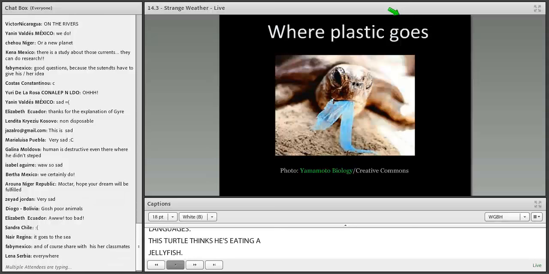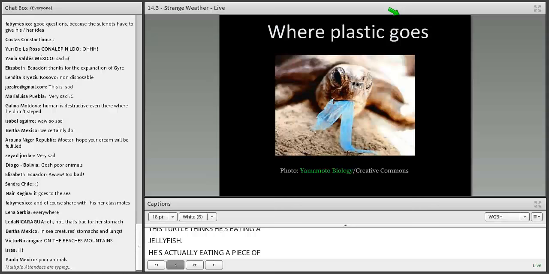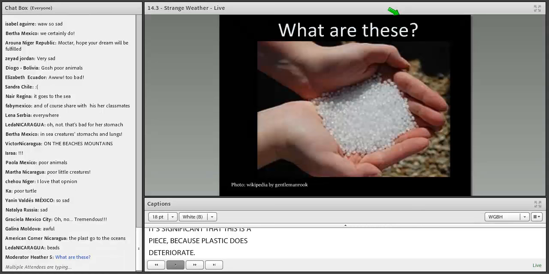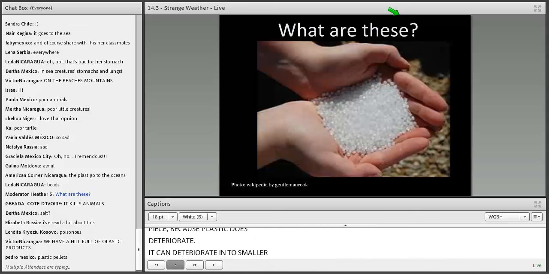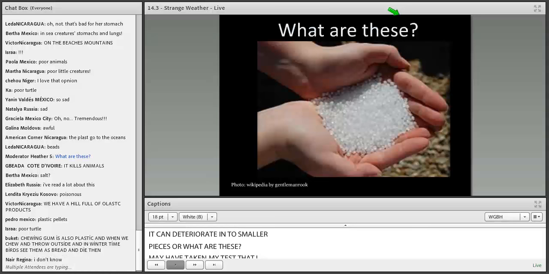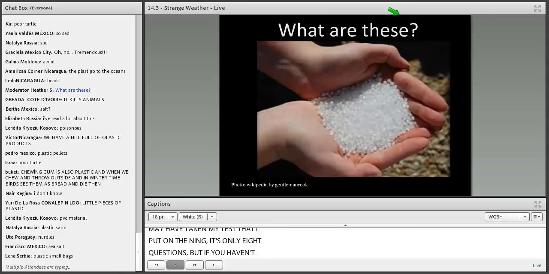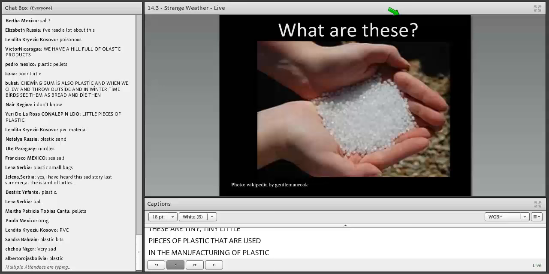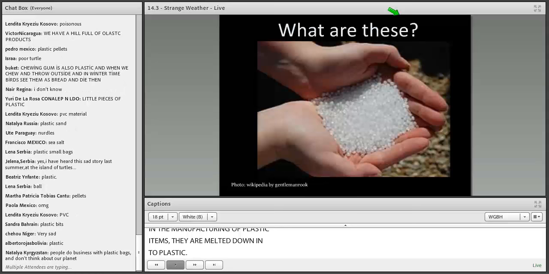And it's significant that this is a piece because plastic does deteriorate. It can deteriorate into smaller pieces. Or, what are these? If any of you have taken my test that I put on the Ning, it's only 8 questions, but if you haven't taken it, you'll learn a lot. These are tiny, tiny little pieces of plastic that are used in the manufacturing of plastic items. They're melted down into plastics. But sometimes they fall off ships and they end up in the ocean. And these are called nurdles. Huh, a new word for you, huh?